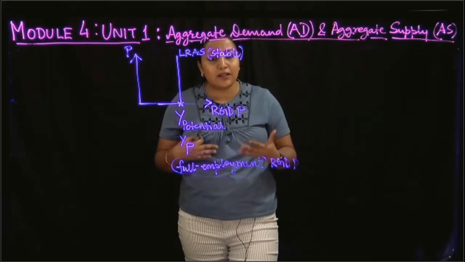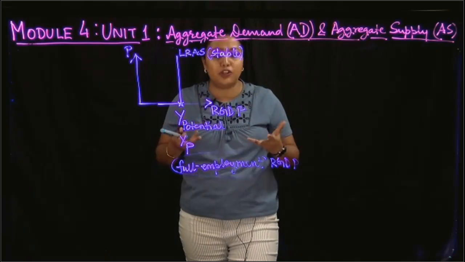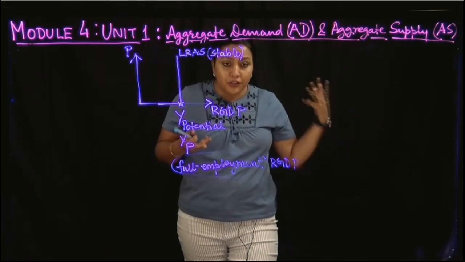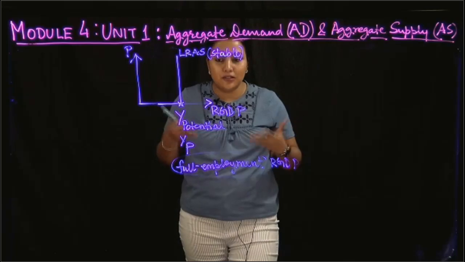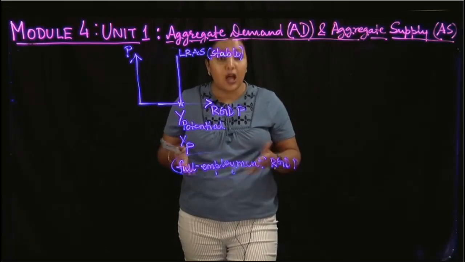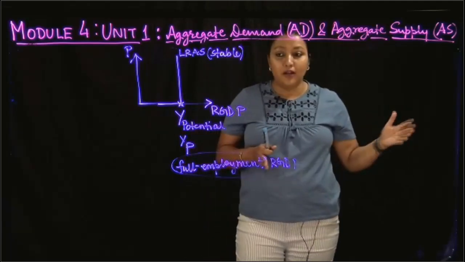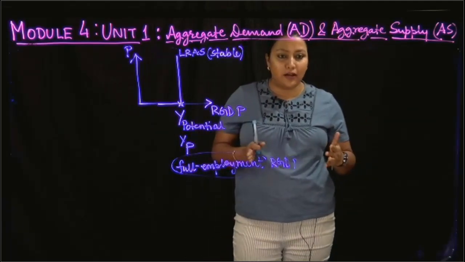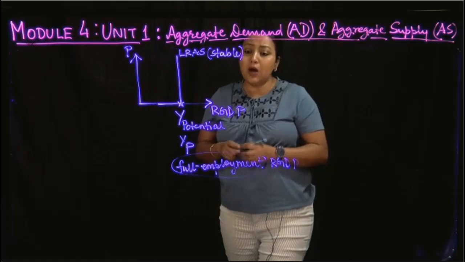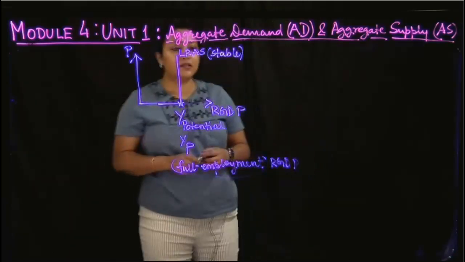So you can understand this is a very hypothetical situation. In the real world, this is hard to find. This situation will be very hard to achieve. However, the objective of every economy is to get to that point. The target of every economy is to get to that point. Okay, now that is about the long run aggregate supply.